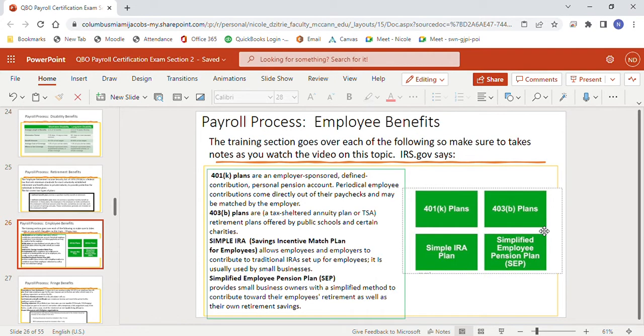So here are some that we are going to look at. So you have 401k plans, 403b plans, simple IRAs, and simplified employee pension plans. And I have the definitions here for you. And then I also note that there's a lot on the video on this topic. So I got these definitions from the irs.gov, but the video goes over quite a bit of this. So if you want to put more notes in there, I don't believe there's any questions on this at the time that I had submitted.